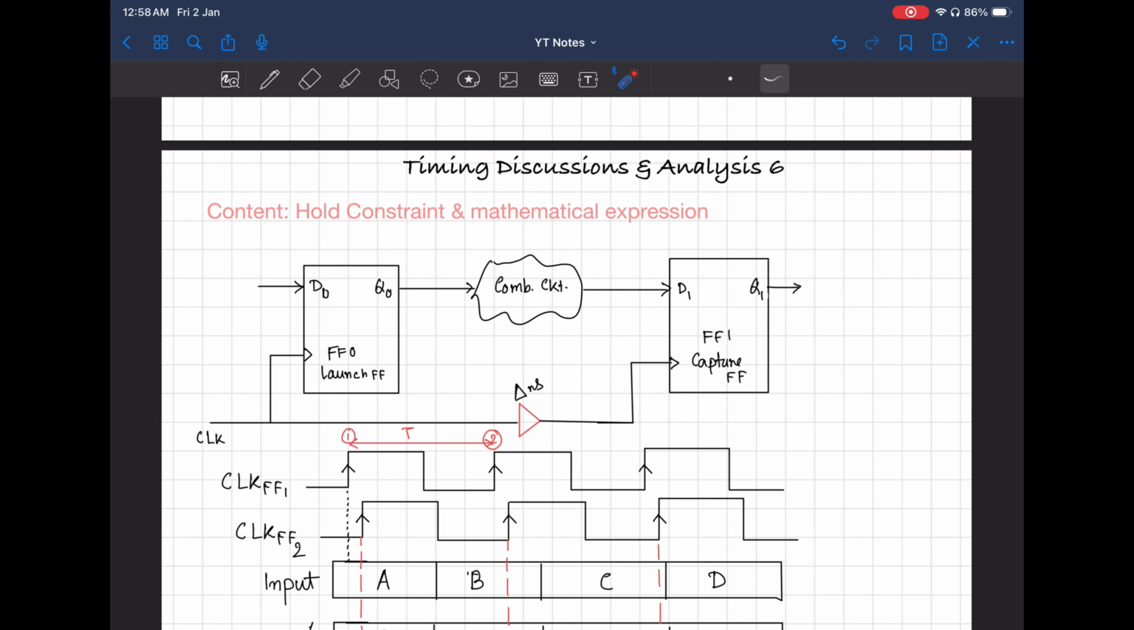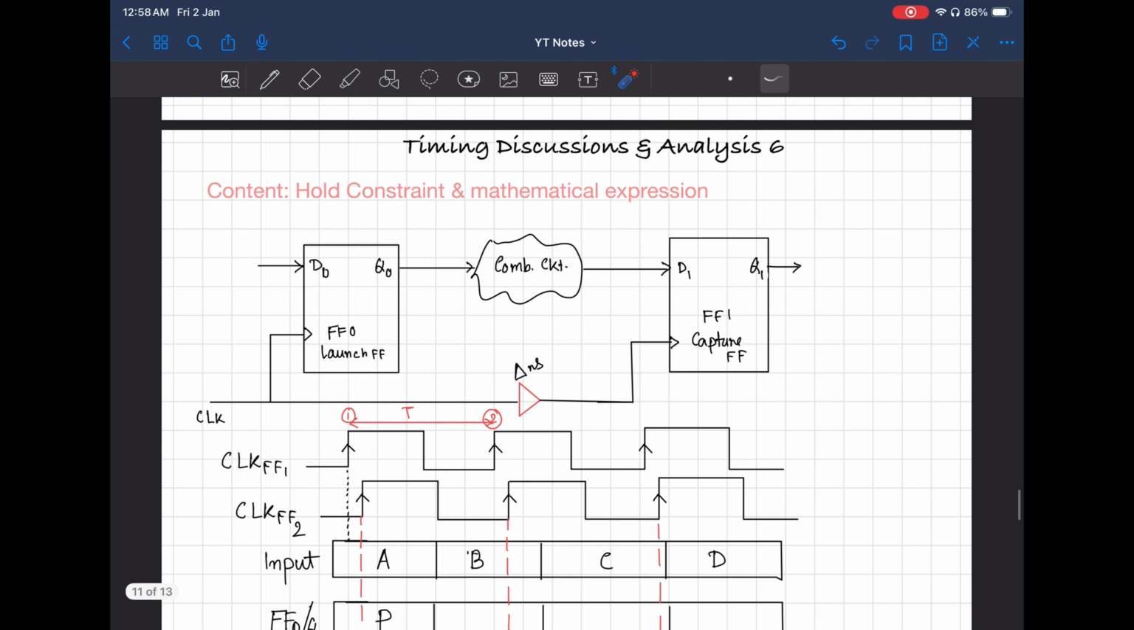In this lecture, I will cover mostly the hold constraint, which is one of the important constraints in STA. In the next lecture, I'll try to cover the mathematical expression of the hold time constraint. Just as a brief, in the last 4-5 lectures, I tried to cover mostly the basic timing concepts and definitions, and then the STA constraint, which is the setup constraint. And in this video, I will try to cover the hold constraint.